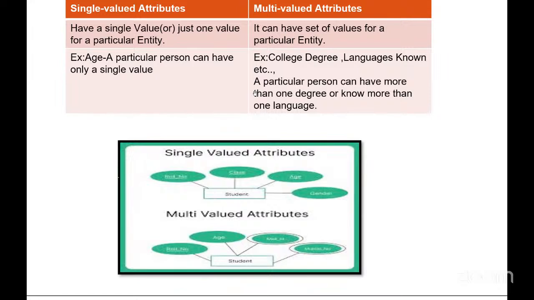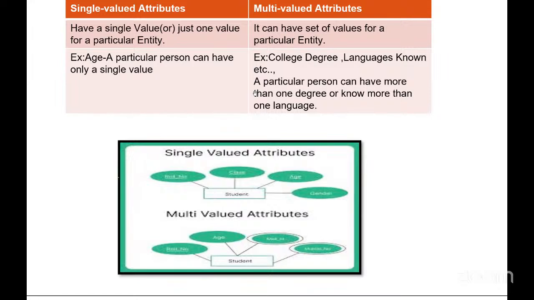So what is the difference between a composite attribute and a simple attribute? What is a composite attribute? It can be divided into further parts. Example, name can be divided into further parts like first name, middle name, last name. Coming to simple attribute, age or salary.